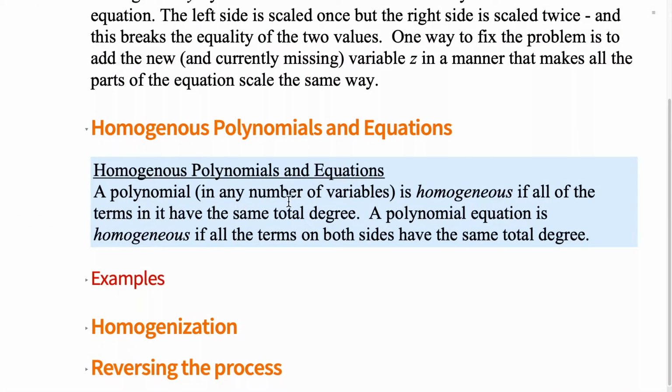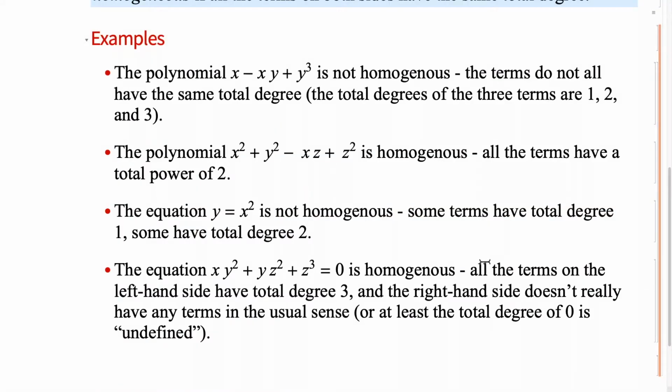So a polynomial in however many variables you want is called homogeneous if all of the terms in it have the same total degree. So the total power on each term is the same. Likewise, we'll say that a polynomial equation is considered homogeneous if all of the terms on both sides have the same total degree.